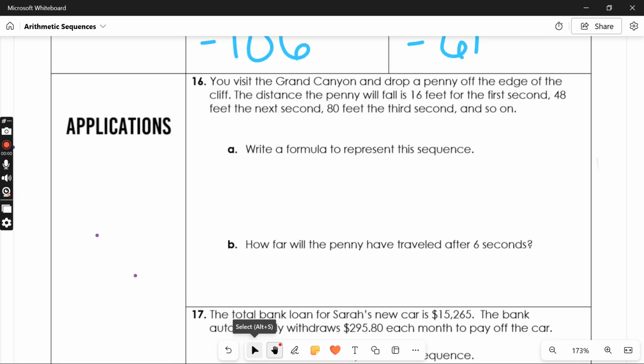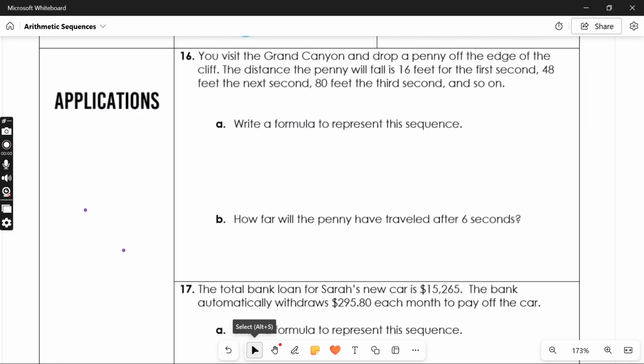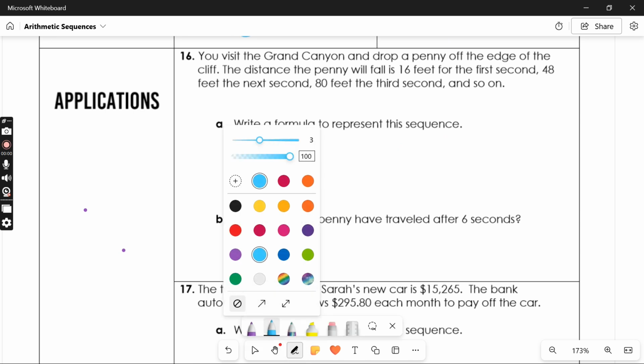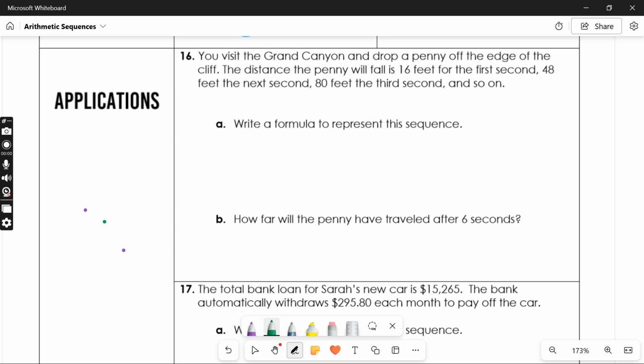Okay, and then we're going to do some applications. You visit the Grand Canyon and you drop a penny off the edge of the cliff. The distance the penny will fall is 16 feet for the first second, 48 feet the second second, and then 80 feet the third second, and so on, keeping the same pattern. Write a formula to represent this sequence.